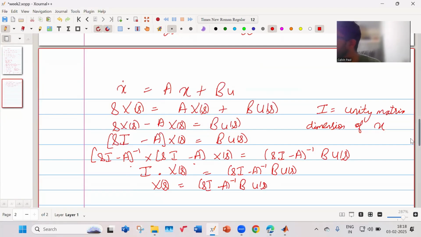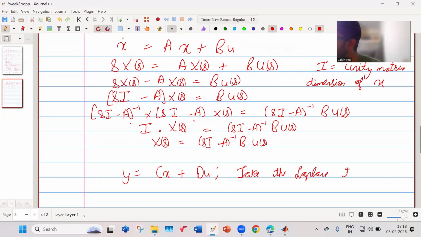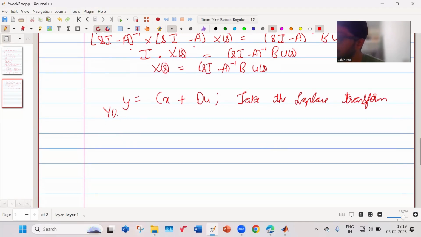Now we got X(s), but we want it in terms of Y(s). So we know y is equal to Cx plus Du. Now we take the Laplace transform, what do we get? We will get Y(s) is equal to C into X(s) plus D into U(s).